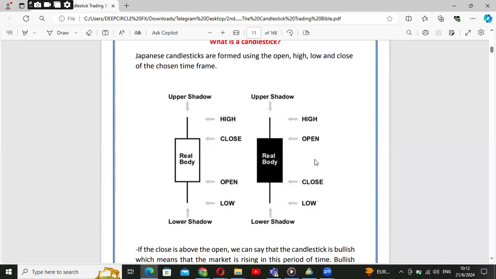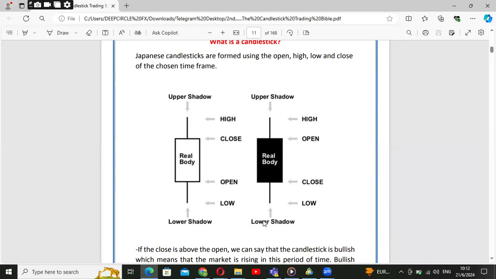So for instance, we have these two candles. On the candle, we have certain objects that you need to know. This is the real body. Then these are the shadows. So this one will be the upper shadow. This one will be the lower shadow. Same as this one. This one will be the upper shadow and this one will be the lower shadow.